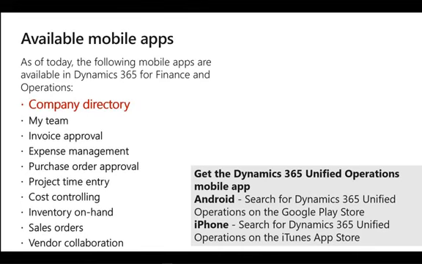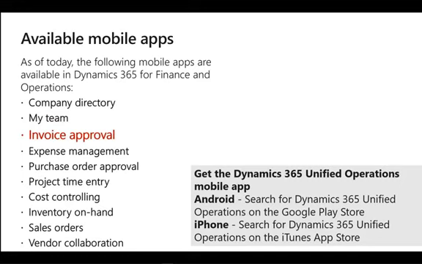Let's first look at Company Directory, which allows us to view and contact other employees in our organizations. My Team. We can view our direct reports and extend staff, as well as send praise for individuals in our reporting chain. Invoice Approval, which provides a listing of invoices that have been assigned to us through the vendor invoice header workflow process.